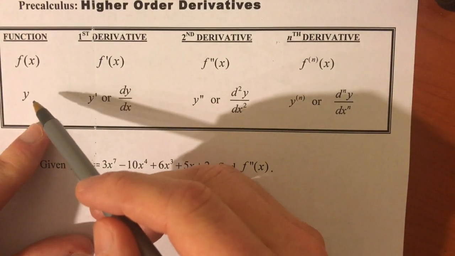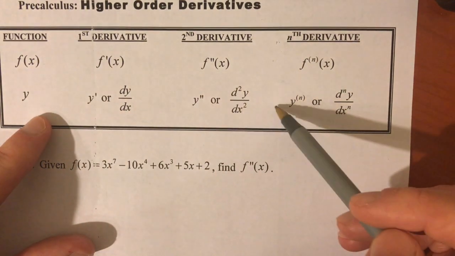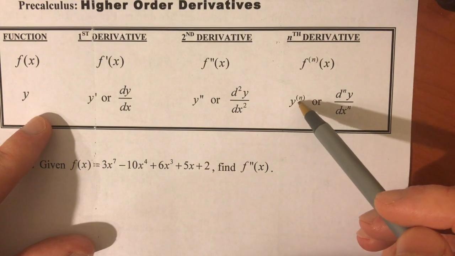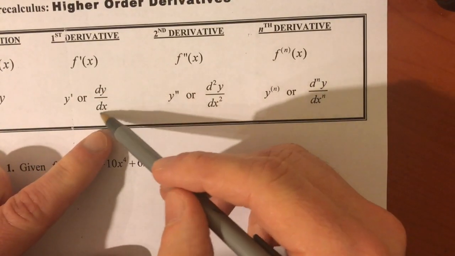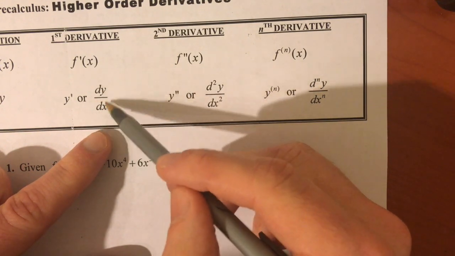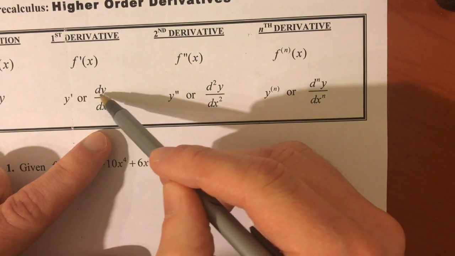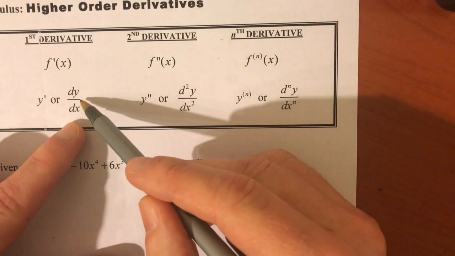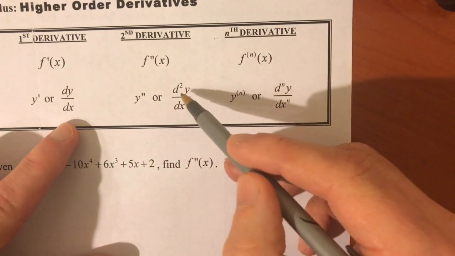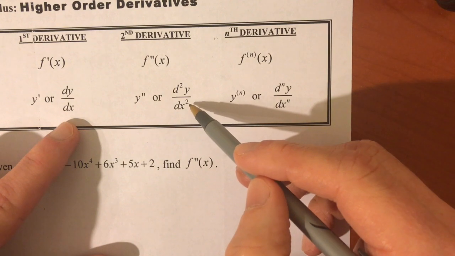Notice the Leibniz notation. Obviously, if it's y, you could call it y prime and y double prime, and then same idea, y nth derivative. But in the Leibniz notation of dy dx, remember that's basically standing for slope, minuscule change in y over minuscule change in x. And if you take the derivative of that, notice you get d squared y over dx squared.